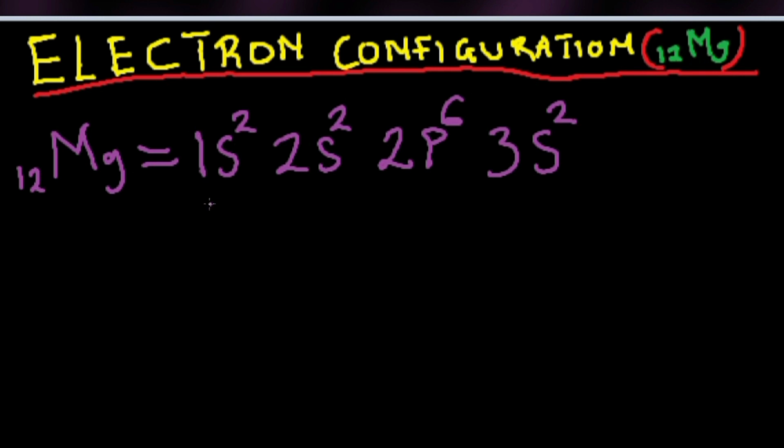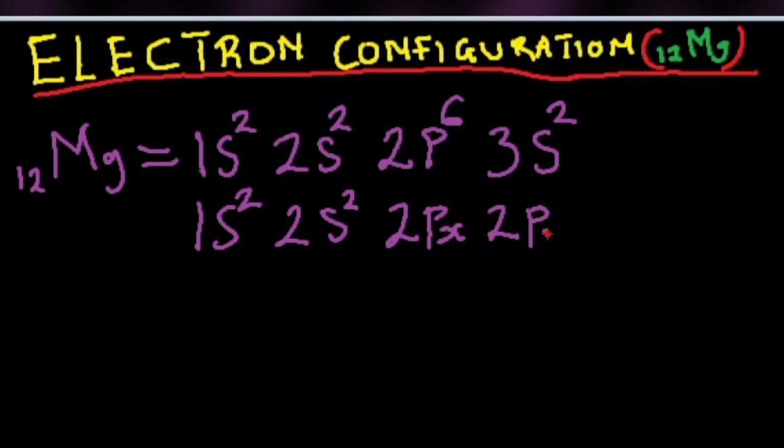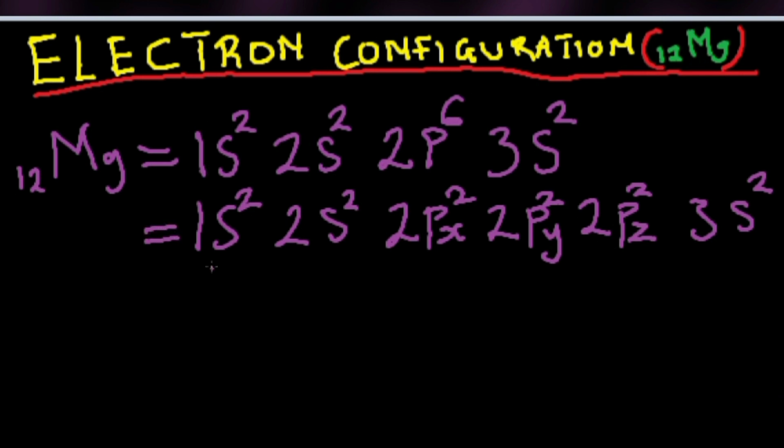Let's see the condensed configuration. So 1s2, 2s2, 2px, 2py, 2pz, right? So 2, 2, 2, making 6. Okay, then 3s2. Okay, let's end it with the Bohr notation or representation.